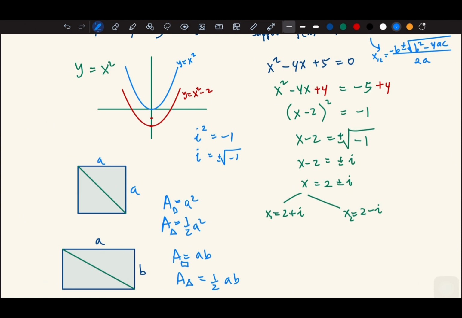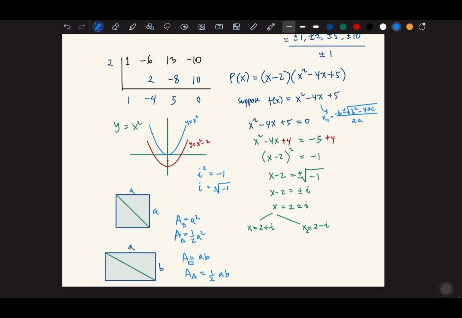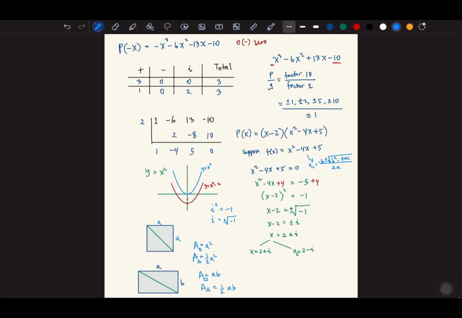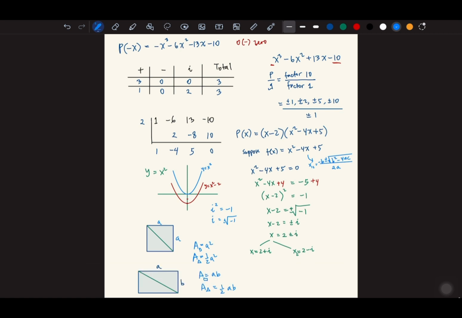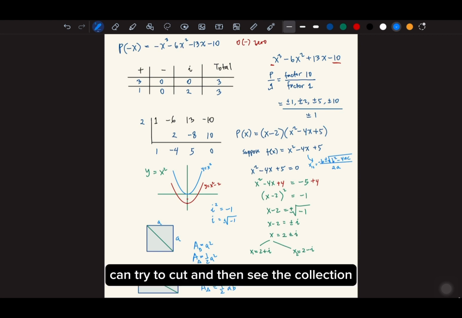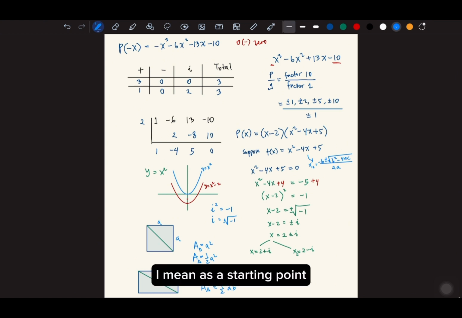Oh, you mean the whole thing? Okay. What if it's an isosceles triangle? Pretty much, there's still some way to do it. You can make it like from here, from here. You can try to cut it and then see the connection. As a starting point, it will be a very good approach.